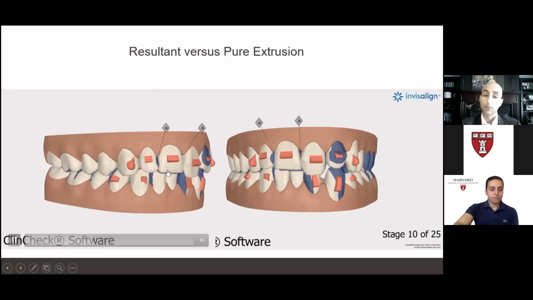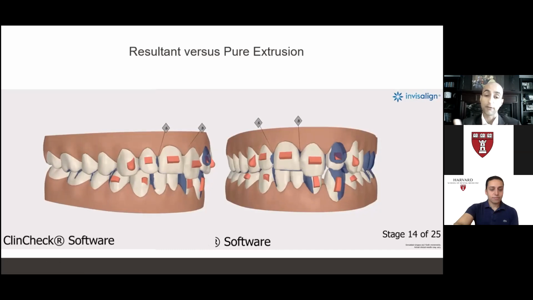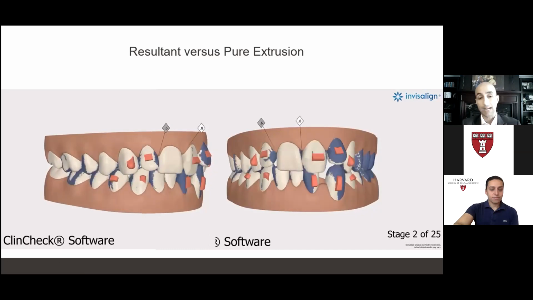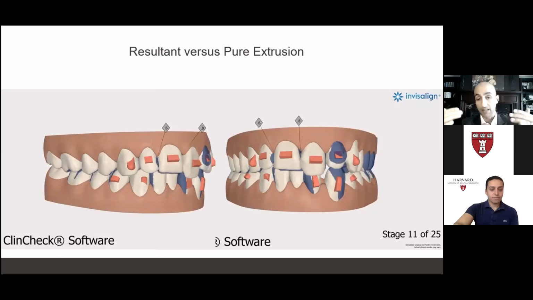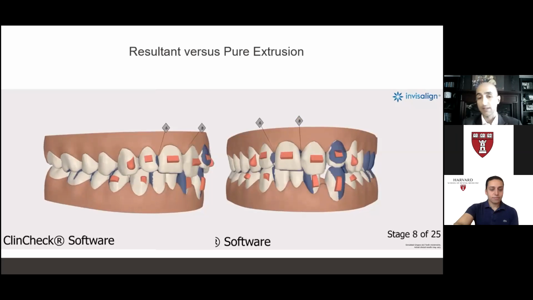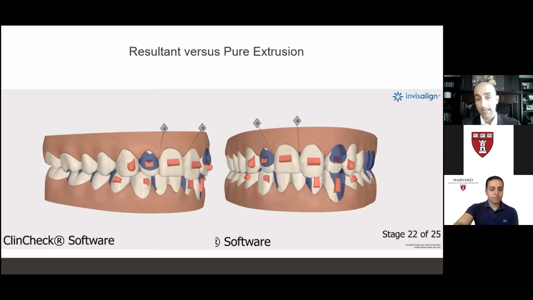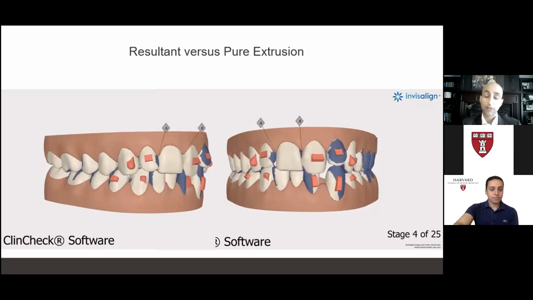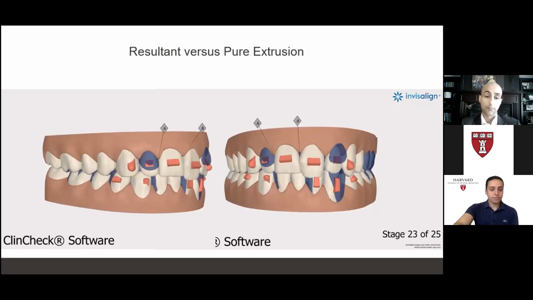That's going to give you more predictable extrusion if you can afford it. How do you do that? You can do that with IPR, you can do that with arch development, you can do that with extractions, of course. But what about the pure movement? Is that unpredictable? Is it going to happen? It happens, but you need to have a patient that's very compliant, and you 100% need to have an attachment on the tooth, because if you don't have that, you're going to have problems.